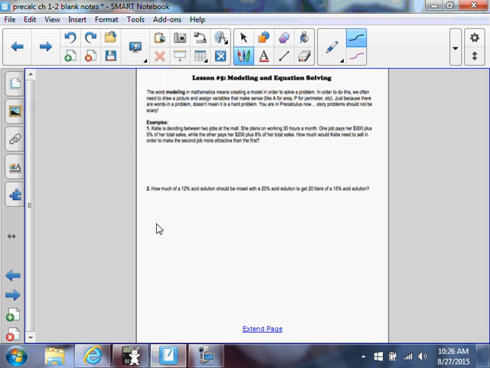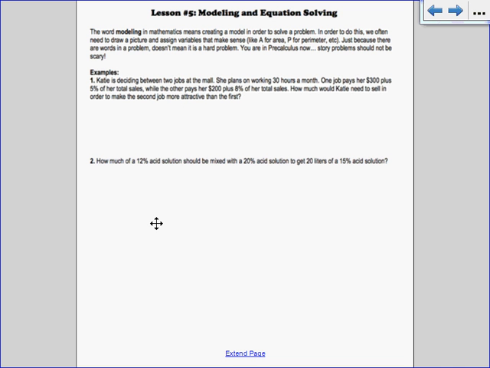All right, so lesson number 5 is on modeling and equation solving. Whenever you see modeling in a math class, what it means is story problems. So it's creating a model in order to solve a problem. In order to do this, we often need to draw a picture or assign variables that make sense. So maybe you talk about A for area, or P for perimeter, or B for base, right?